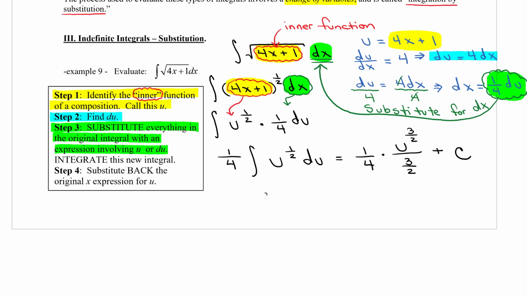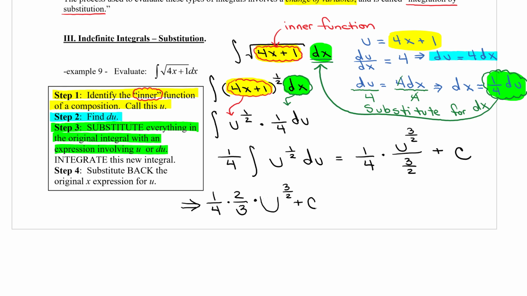I'm going to just erase the part where the page number is here so I have more space to write on. And by the way, I just did the last sentence in step 3, integrate this new integral. So we just did that. Okay, I've drawn an arrow pointing to my next step. It's going to be 1/4 times 2/3 times u raised to the 3/2 power plus c.